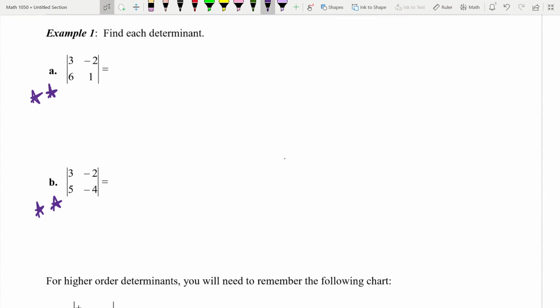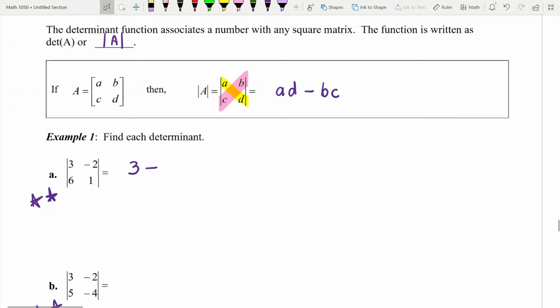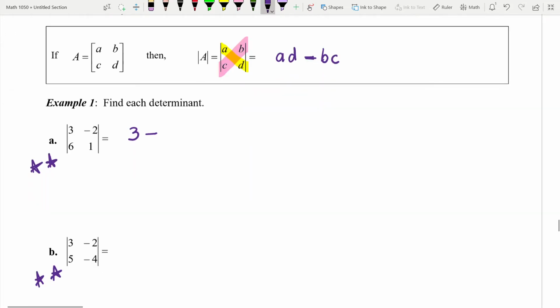So the first way you always multiply is top left to bottom right. So you go 3 times 1 is 3. You guys, the second you write down that 3, I want you to put a minus after it. That is probably the number one reason people miss it. Why did you put a minus? Because the formula is minus.